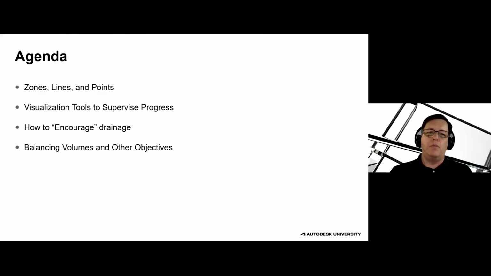And then finally, we will be looking at balancing volumes and other objectives. This is where we're going to tell grading optimization what we really care about of this project. Do you want to balance the cut and fill, or do you want to make sure that there's not too much elevation change throughout the course of the project? And those are very important tools as we start to finish up the development of our optimization here.